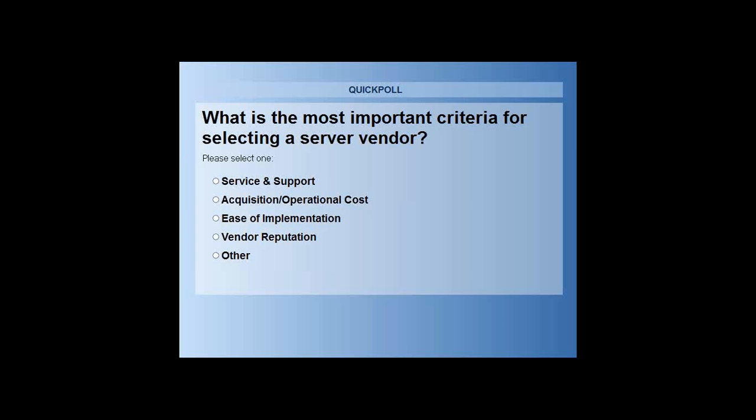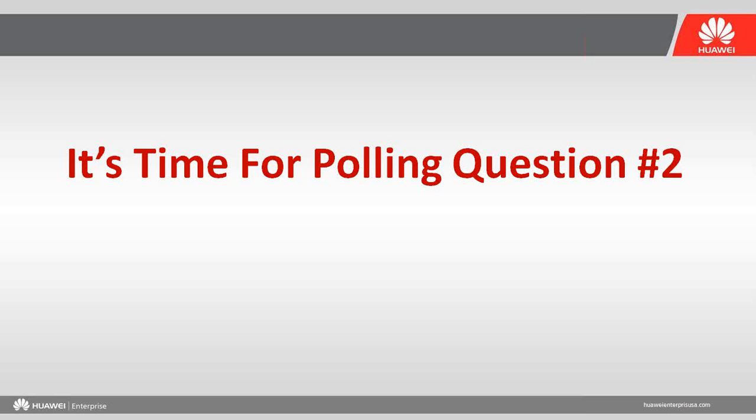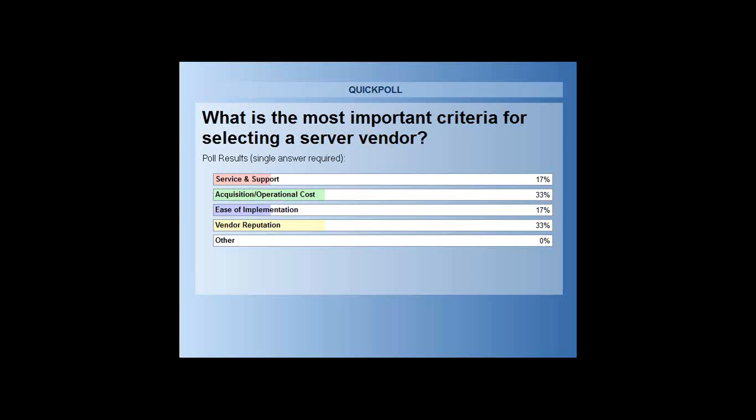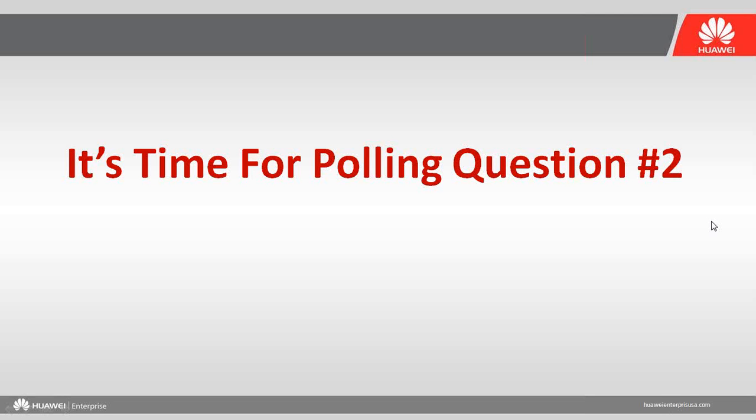All right, let's go ahead and close it out, and we'll show you the results. And it looks like a pretty even split on this one, Bruce. The two leaders are the cost and the vendor reputation, and then closely behind are service and support and ease of implementation. So pretty balanced in that area, and that's probably useful for Bruce as he goes through the rest of the presentations. So we'll go ahead and carry it on, Bruce.